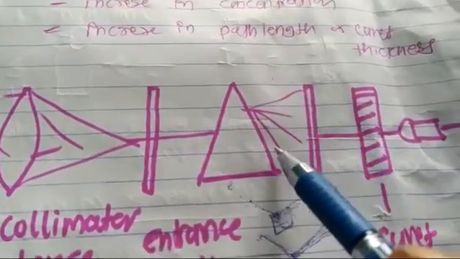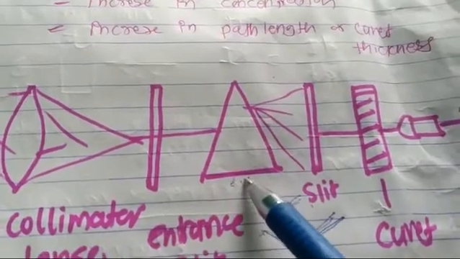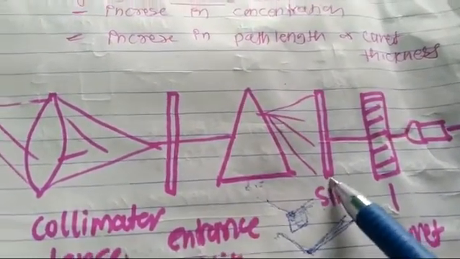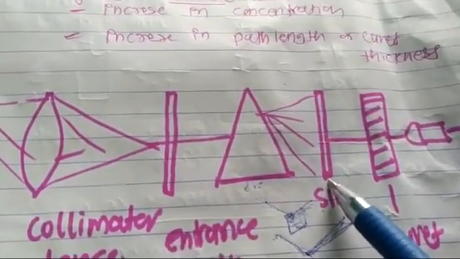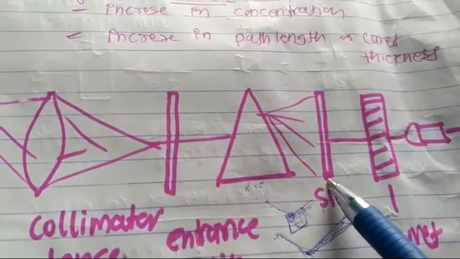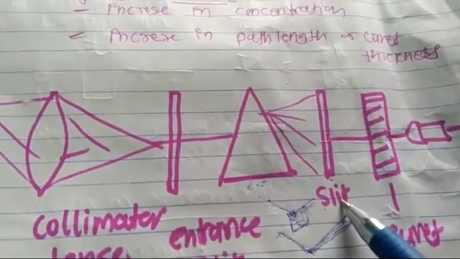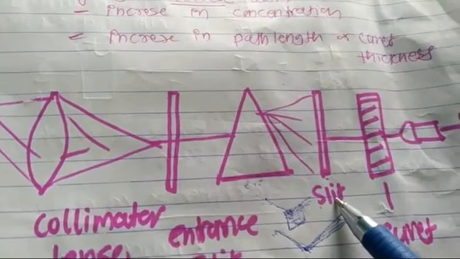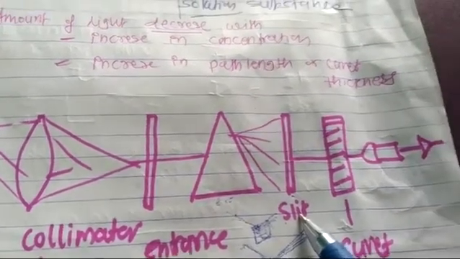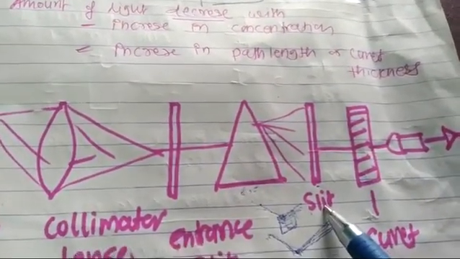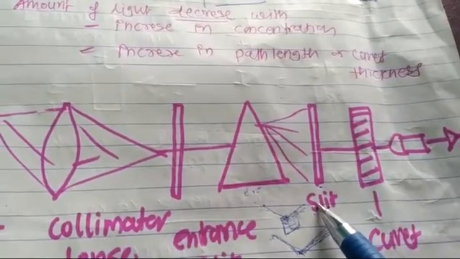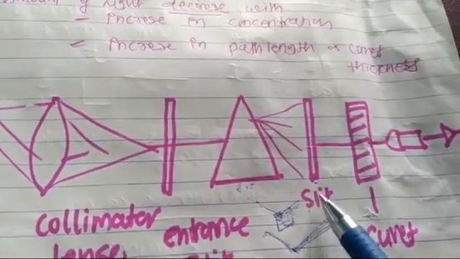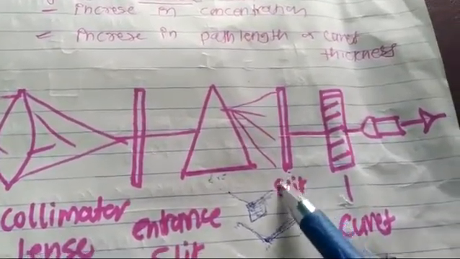So next, after this prism or grating, there is an exit slit. The exit slit blocks all the dispersed radiation except the selected radiation, which goes through.